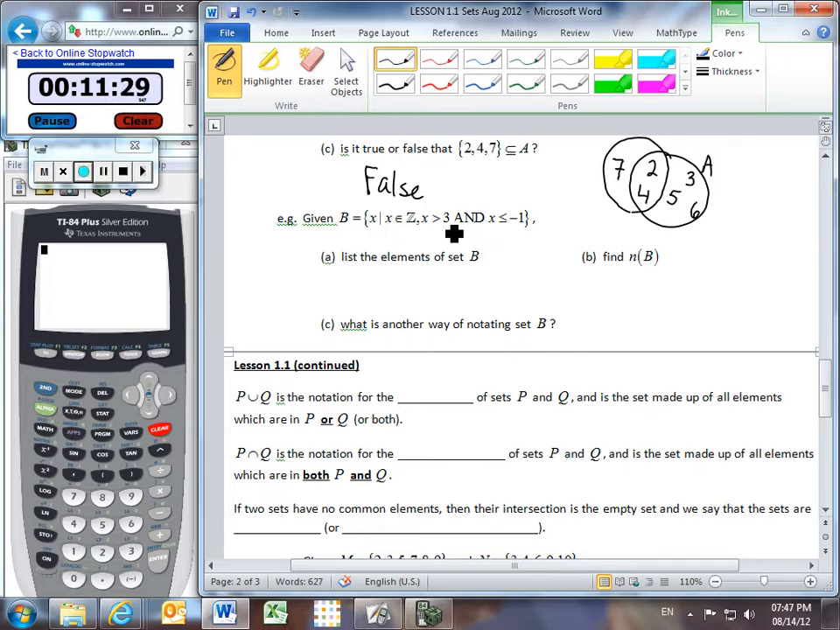The numbers bigger than 3, which are integers, are things like 4, 5, 6, 7, 8, and so on. But none of those numbers are also less than -1. So there are no elements in set B. If we were going to list the elements of the set, we'd have to draw the empty set. So what's the number of elements in set B? 0. There are no elements in set B. And what's another way of notating set B? It's the circle with the line through it that represents the empty set, otherwise known as the null set.